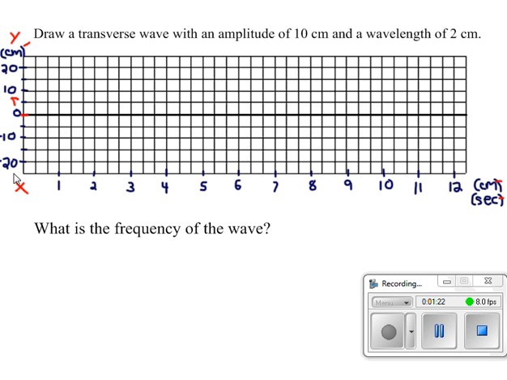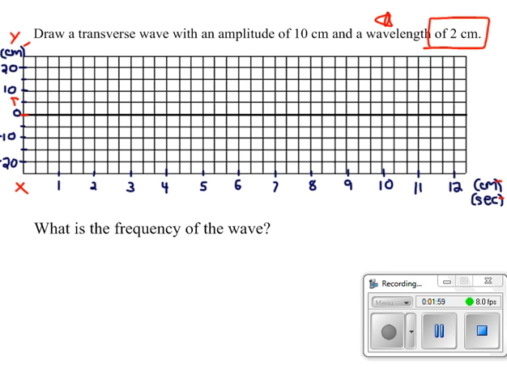The problem says, draw a transverse wave with an amplitude of 10 centimeters and a wavelength of 2 centimeters. Now let's remember what the words amplitude and wavelength mean. Amplitude means how big is the wave, or how tall is the crest. So that would be the numbers on the y-axis. The wavelength is what distance does my wave cover? What is the length of my wave? So those will be the numbers on the x-axis, and that's where we're going to start.